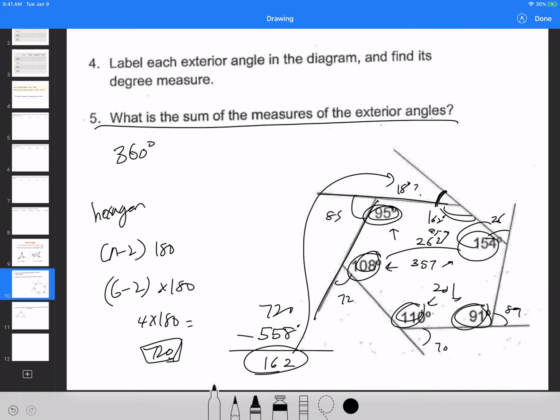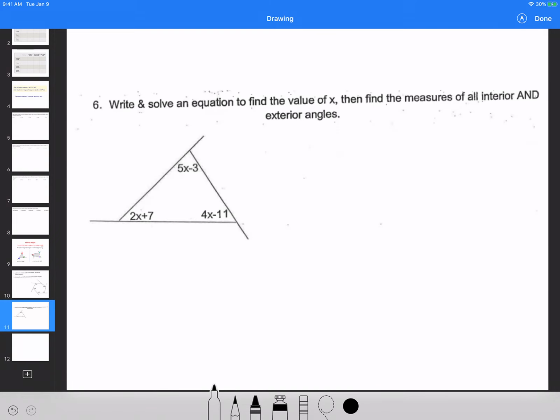Let's say I add them all up. 85 plus 18 plus 72 plus 70 plus 89 plus 26. If I add all these up, that's 360. So that's a way that you can check. All of the exterior angles have to add to give you 360. Don't ever forget that.